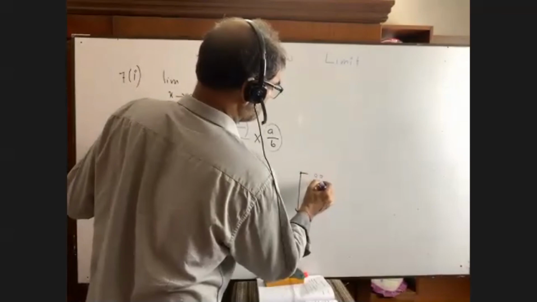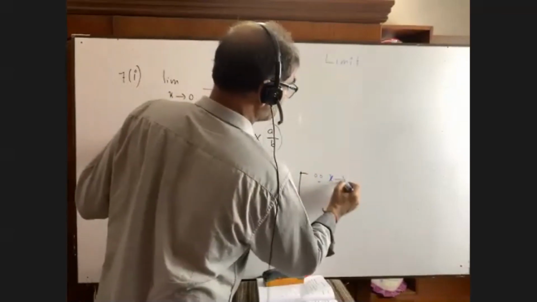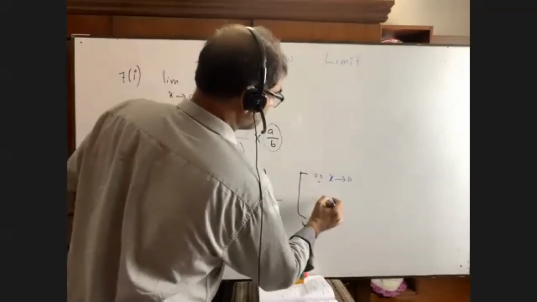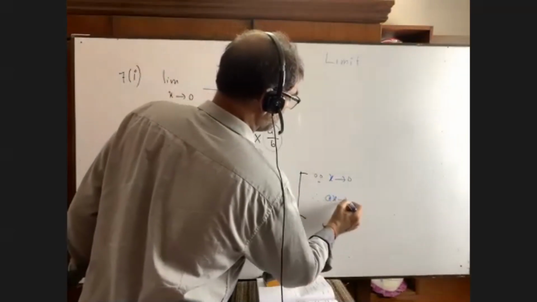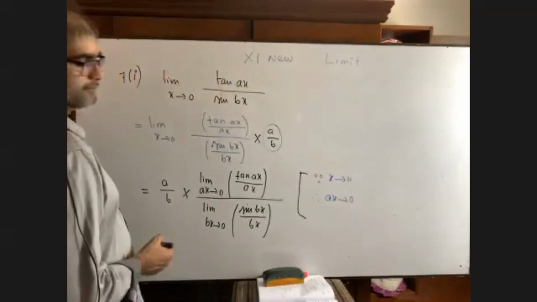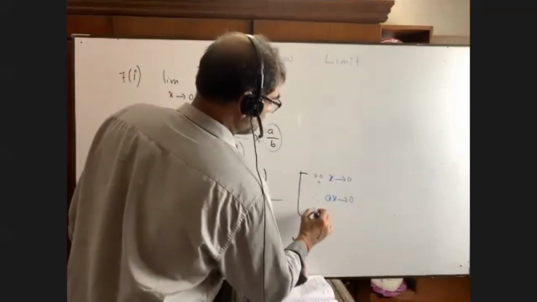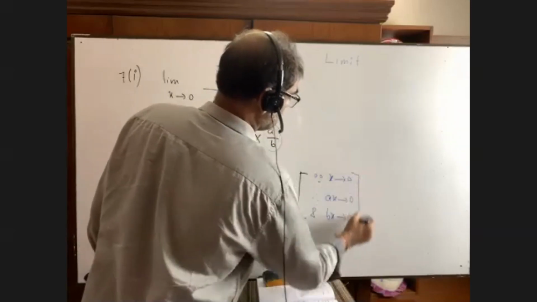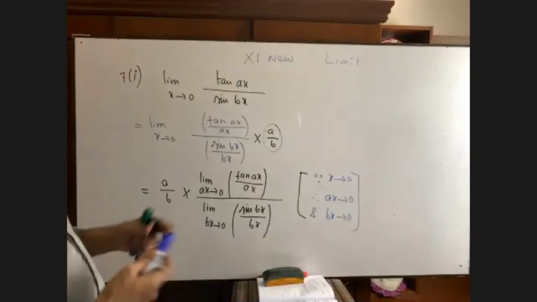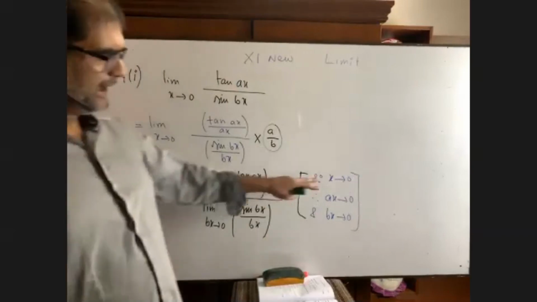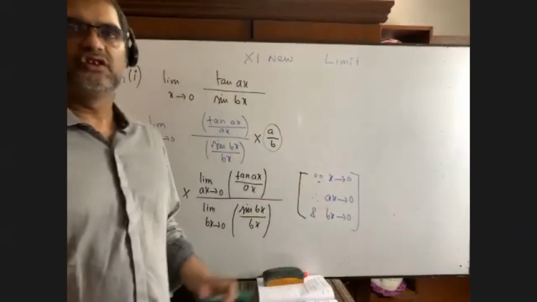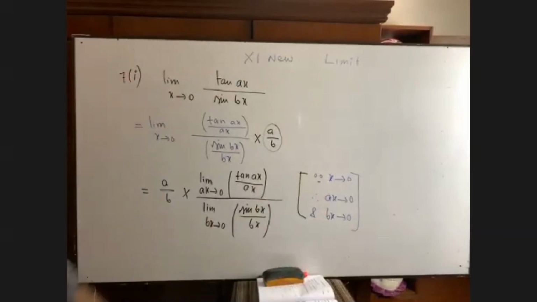Since x tends to 0, it means ax tends to 0. It means bx tends to 0. If x tends to 0, then ax tends to 0; if x tends to 0, then bx tends to 0, right? If x tends to 0, then 10x tends to 0; if x tends to 0, then 100x tends to 0. Now you see what is happening here.